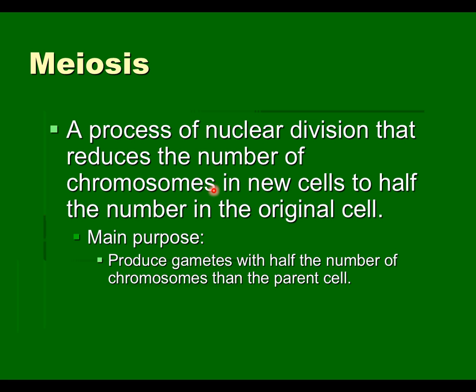So we're going to take the 46 chromosomes in the original cell, and we're going to create cells that have only 23 inside of them. That's the idea of meiosis. We're trying to cut down the number. And the end result, meiosis will produce what are called sex cells or gametes. Okay, so main purpose: produce gametes with half the number of chromosomes than the parent cell. Plain and simple. It's as easy as that.